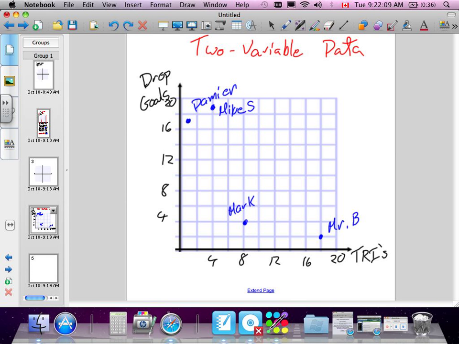So this is two variable data. On our y-axis, we have drop goals. So it's just kicking the ball through the uprights. And on our x-axis, we have tries. So what this is doing is just plotting points. We're going to actually find out the coordinates.